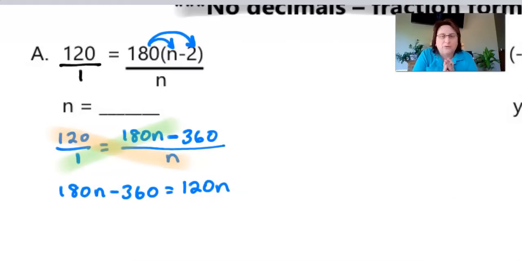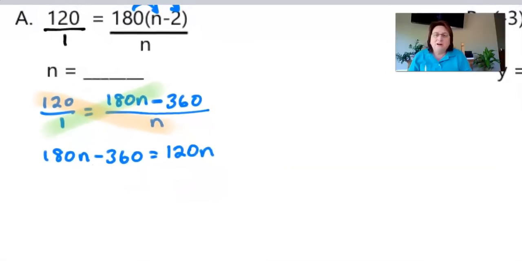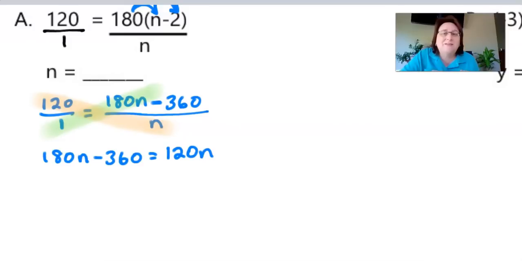And now, guys, I bet you can solve it. But I'll go ahead and work it through with you guys. Okay? So I need to get the n all by itself. I need to isolate the variable.